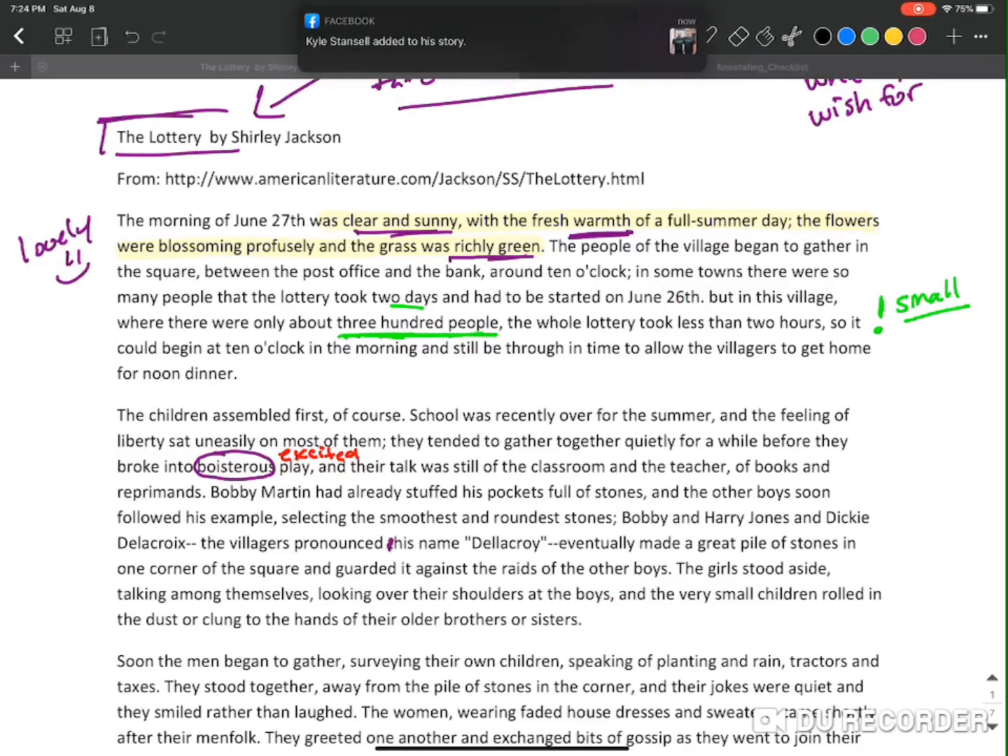The whole lottery took less than 2 hours, so it could begin at 10 o'clock in the morning and still be through in time to allow the villagers to get home for noon dinner. The children assembled first, of course. School was recently over for the summer, and the feeling of liberty sat uneasily on most of them.